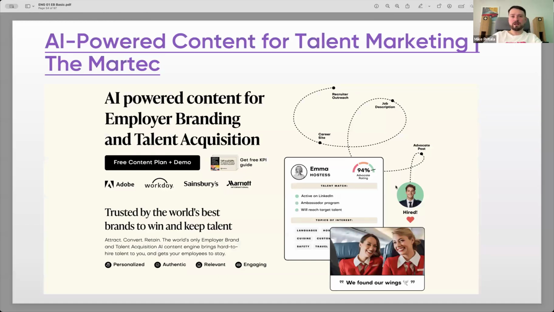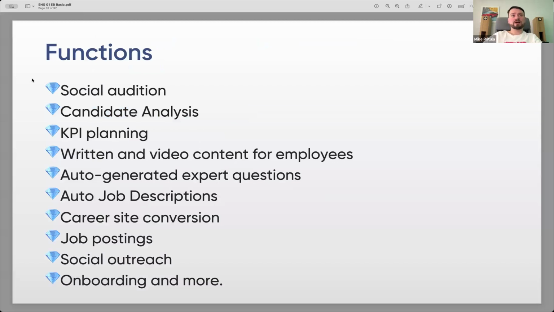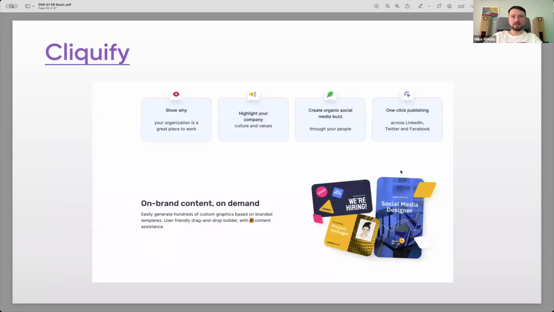What kind of tools are available for us? What kind of AI tools are available for us? First, it's Martech. I highly recommend you to visit their site and maybe even take a demo, because they have so many different tools. What they have on board: social audition, candidate analysis, KPI planning, written and video content for employees, AI-generated expert questions, AI job descriptions, career site conversion, job postings, social outreach, onboarding, and more.